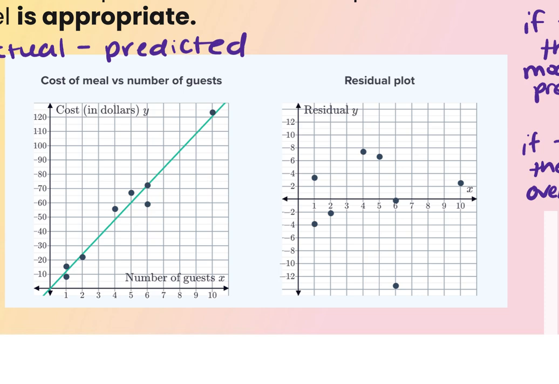The x-axis is the number of guests. The y-axis is the cost per meal. The dots are your actual data, right? And then they ran a linear function regression, and that's the green line. So this is what they would use to best fit this model.